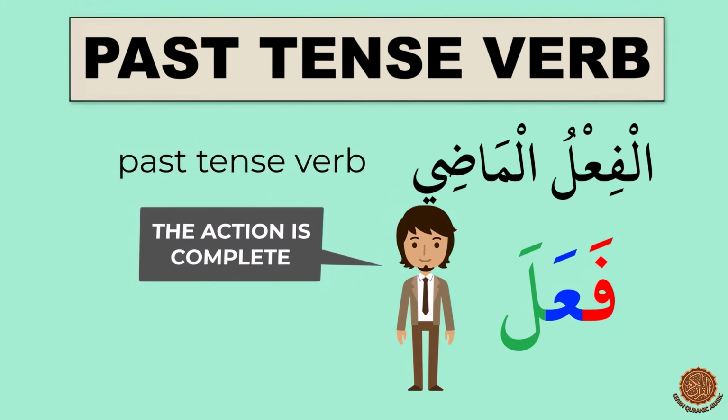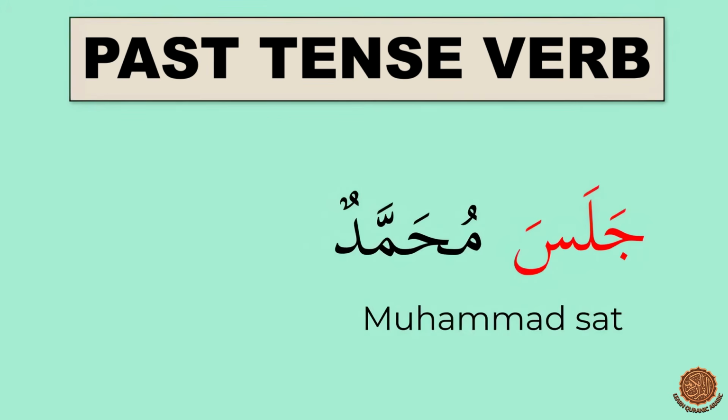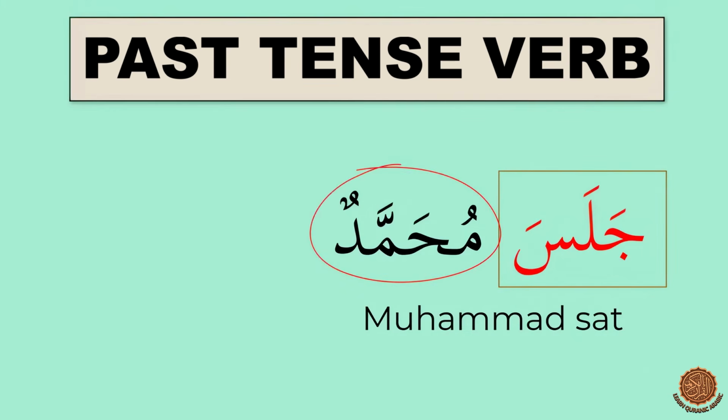As an example, let's take Jalasa Muhammad. Muhammad sat. The verb is put in front. Now, we'll discover later on that in Arabic, you can change the positions. So Muhammadun Jalasa is also grammatically correct, and it has a slightly different meaning, and there are nuances that one learns later on when one gets into more advanced Arabic. But the point is, we have the verb Jalasa, and who is the doer of this action? It's Muhammad. Muhammad sat. This is what's known as an intransitive verb.